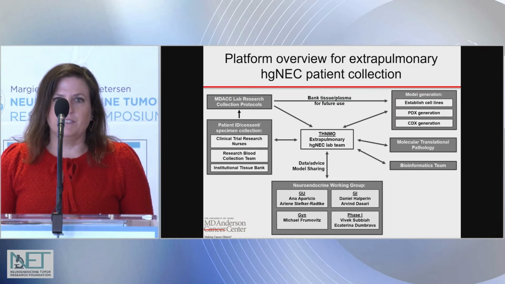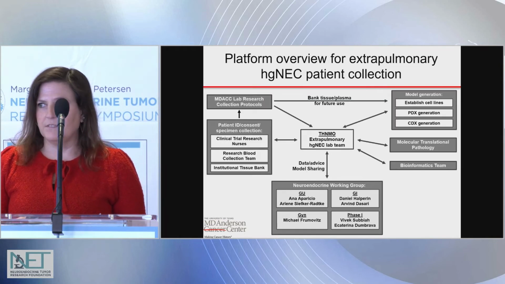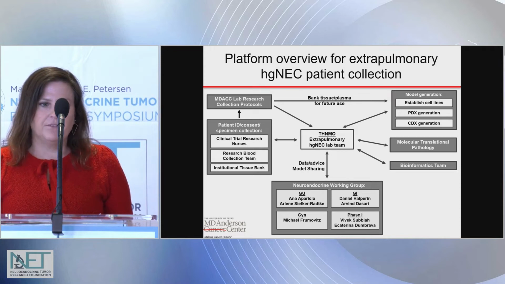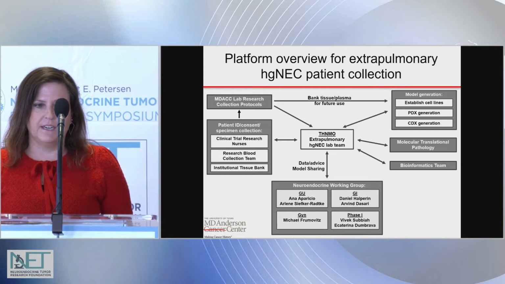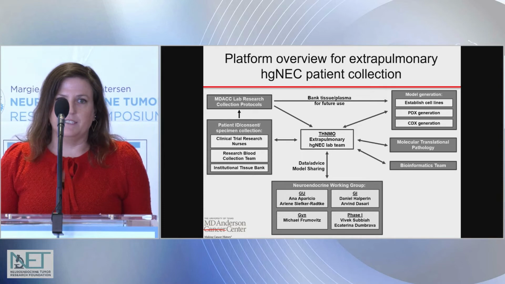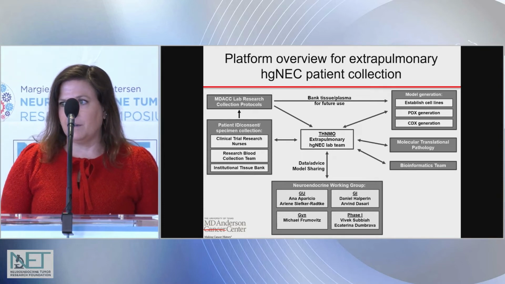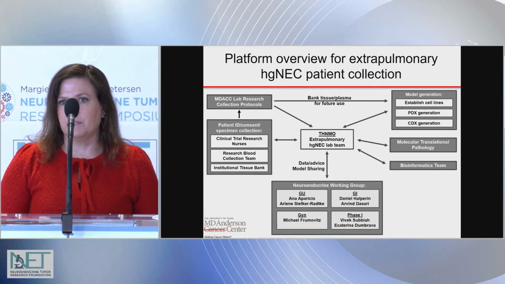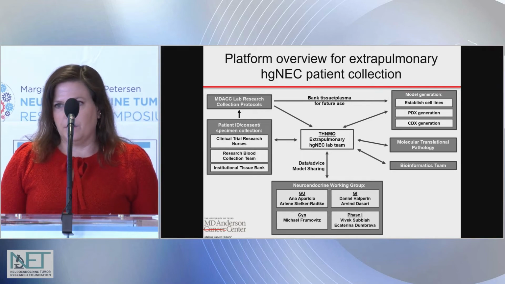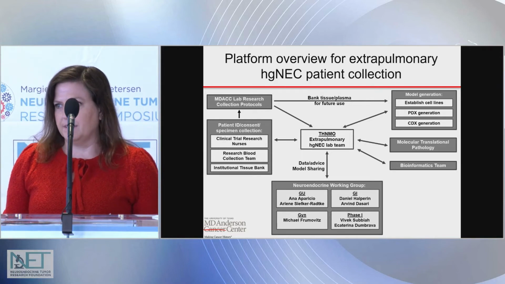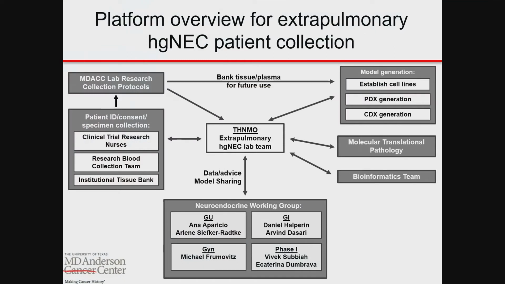To do this, we leveraged a platform that we developed initially for small cell lung cancer, and we've now expanded to include extrapulmonary high-grade NETs. Patients are identified and consented onto our established lab protocols to collect liquid and tissue biopsies. We collect the samples, put these into mice to establish xenograft models and hopefully cell lines, and then we have a team to do molecular analysis as well as an institutional neuroendocrine working group.